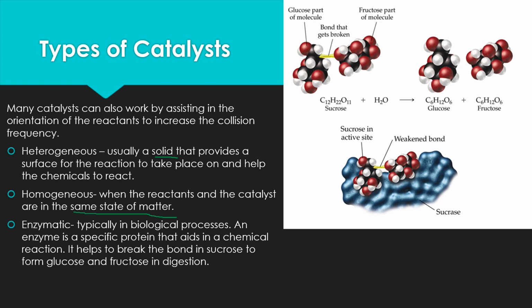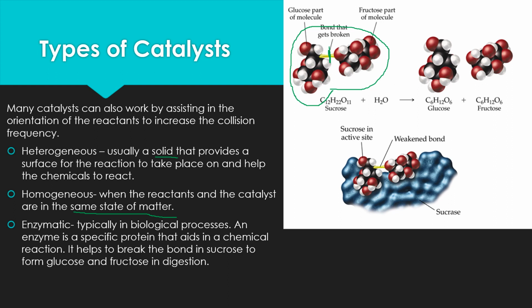And the last one is an enzymatic reaction. You might have heard of enzymes in biology. Typically in biological processes, we use enzymes. An enzyme is a specific protein that aids in a chemical reaction. It helps to break the bond, for example, in sucrose to form glucose and fructose in digestion. So we can see that up here. This large molecule is sucrose, and it has this bond that we want to break, and it will break it into glucose and fructose, into those two different sugars.